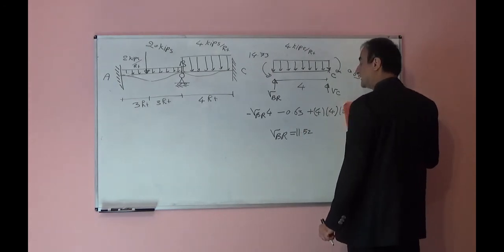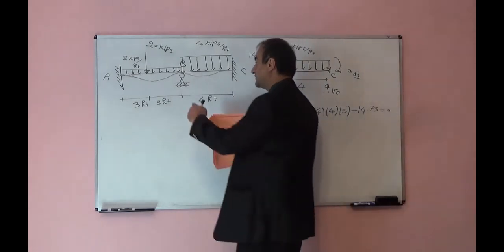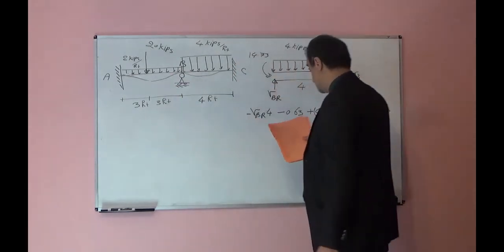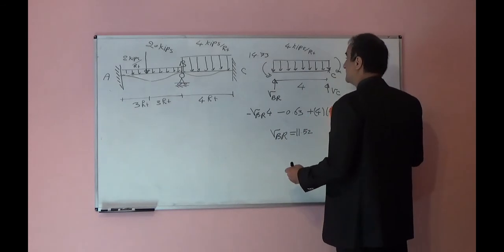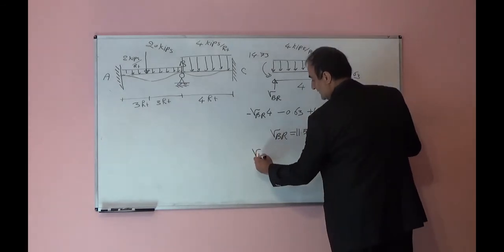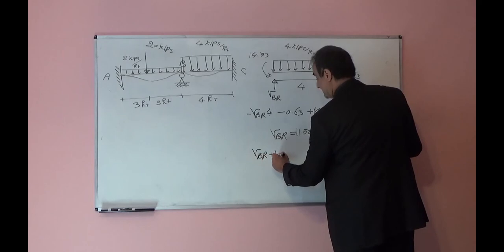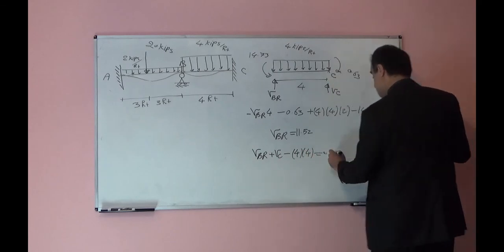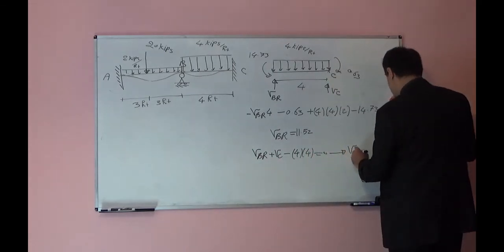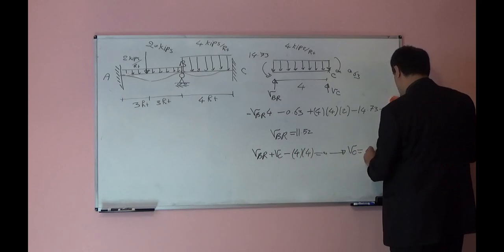VB right plus VB left will be the entire reaction here. So you should add that, and if you write summation of force in vertical direction, you can write VB right plus VC minus 4 times 4 is equal to 0. From here you can find VC is equal to 4.47 kips.